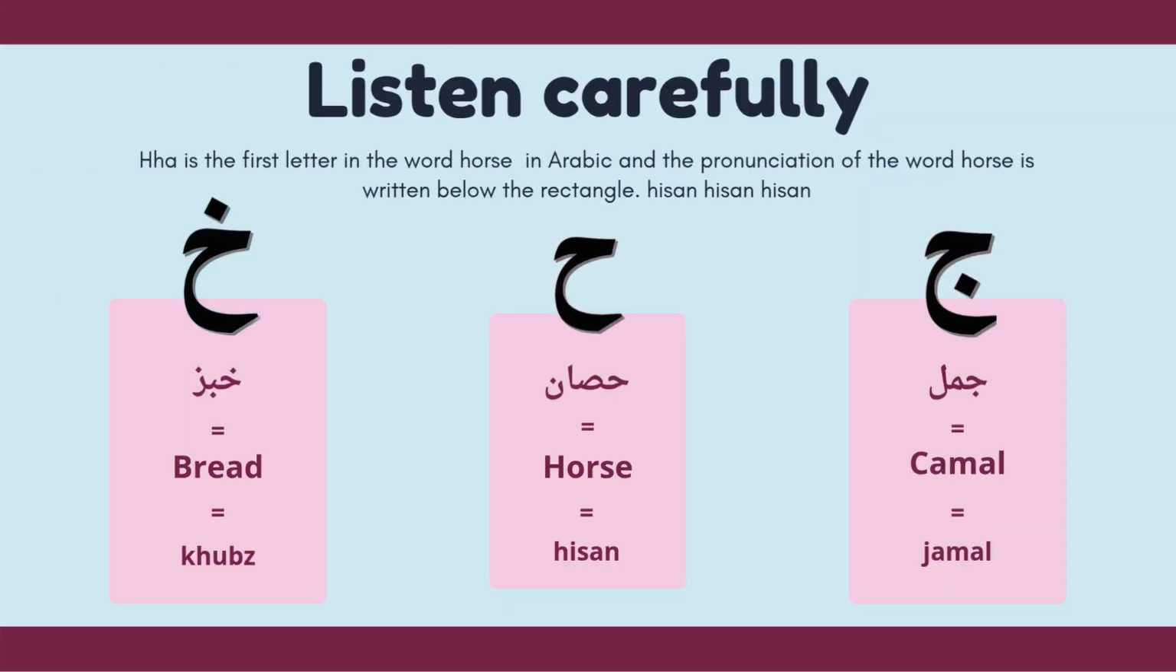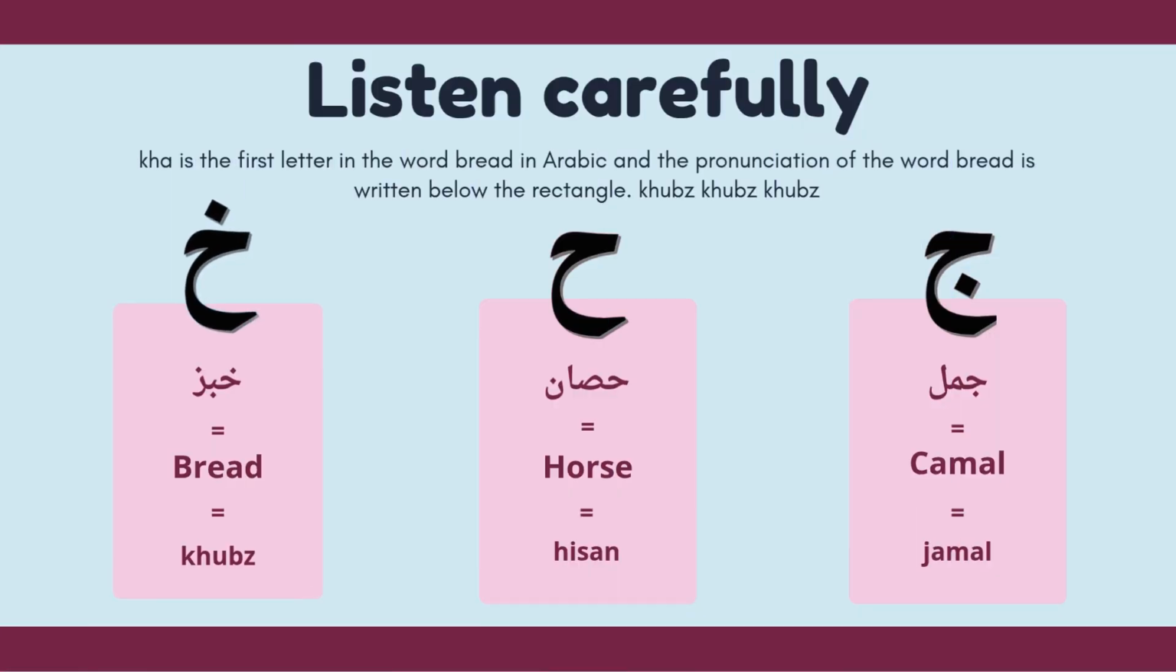Ha is the first letter in the word horse, and the pronunciation of the word horse is written below the rectangle. Hisan, Hisan, Hisan. Kha is the first letter in the word bread in Arabic, and the pronunciation of the word bread is written below the rectangle. Khubz, khubz, khubz.